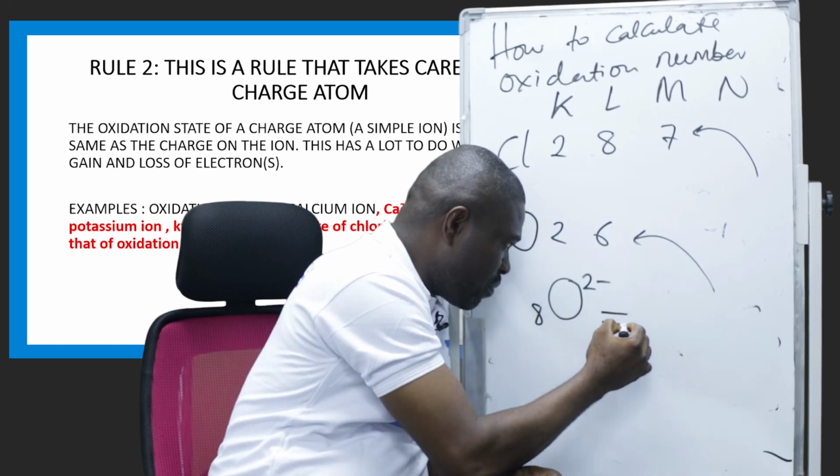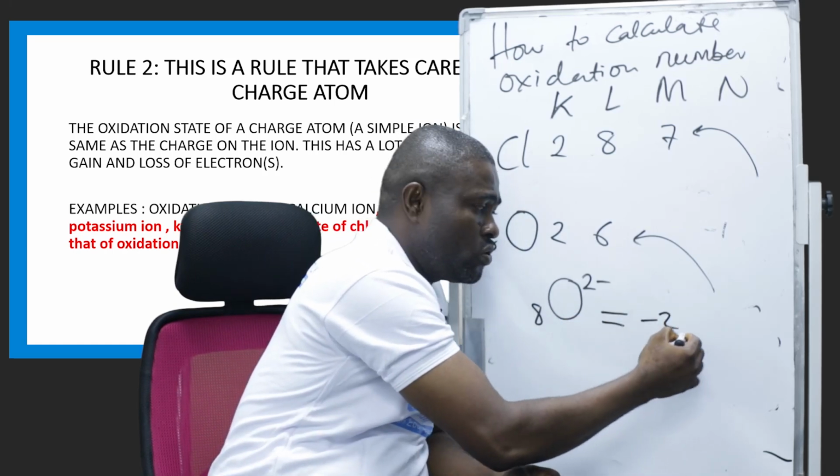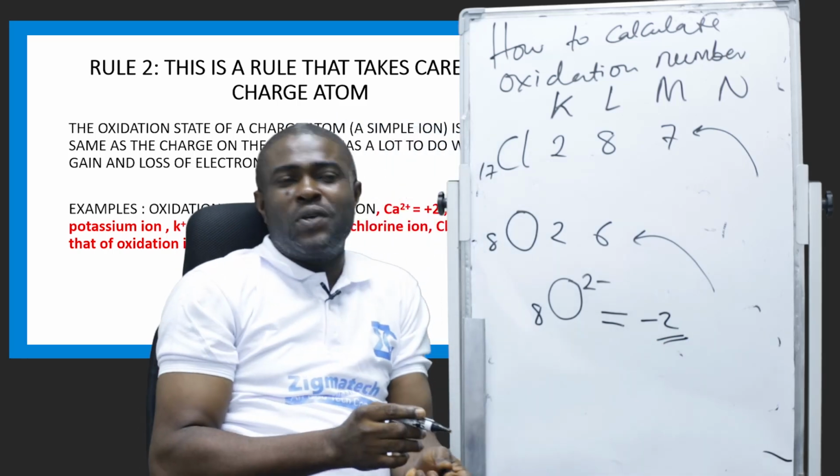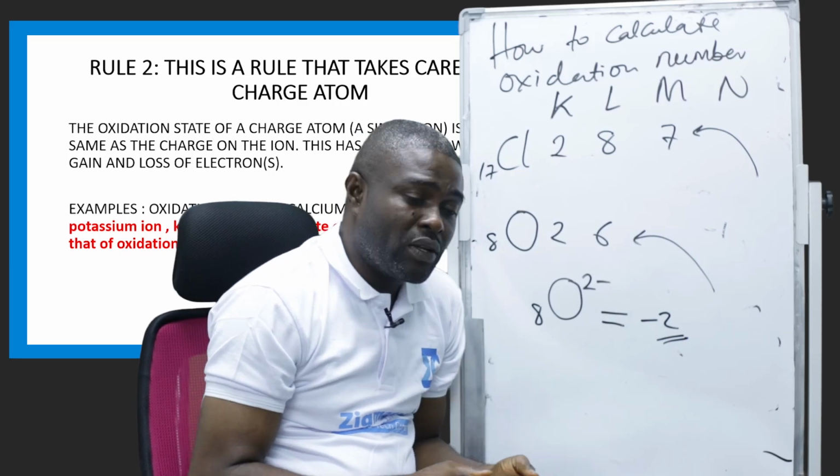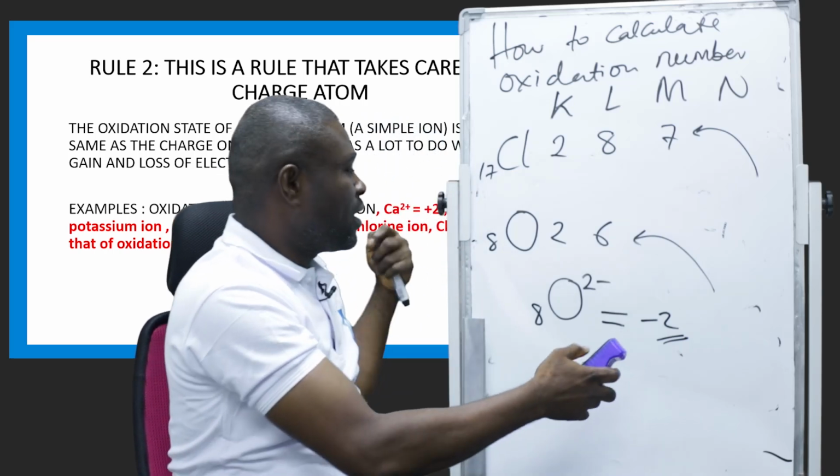Therefore, what is the oxidation number? Oxidation number is minus 2. Okay. We have seen that of the minus 1. We have seen that of minus 2. Can we look at that of the minus 3?